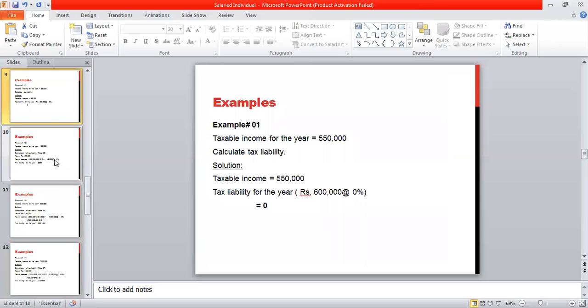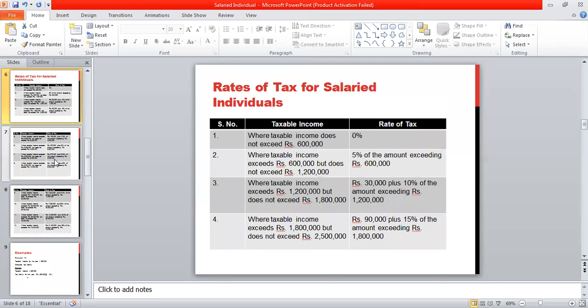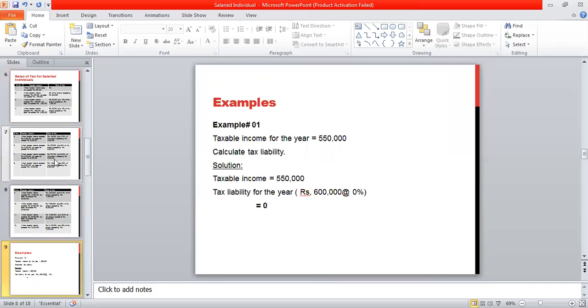Now, I am going to explain these rates through some examples. Example number one, I made this question from rate number one. Taxable income for the year is 5,50,000. Here rate number one, where taxable income does not exceed rupees 6 lakh, the rate of tax is 0%. So 5,50,000 is less than 6 lakh, automatically the answer is 0.